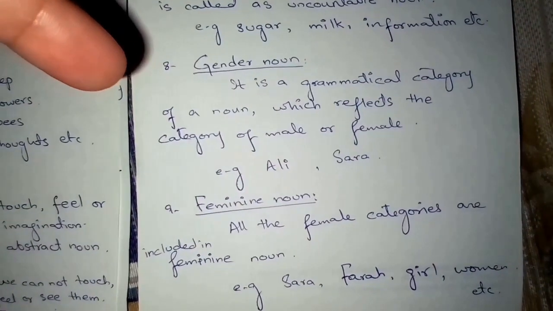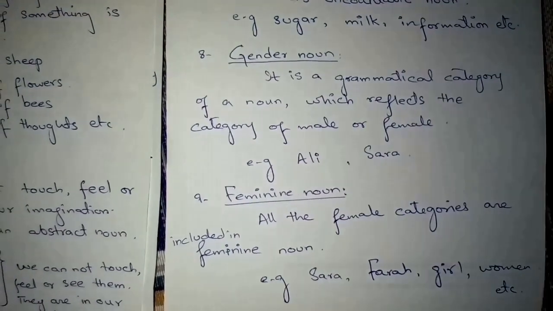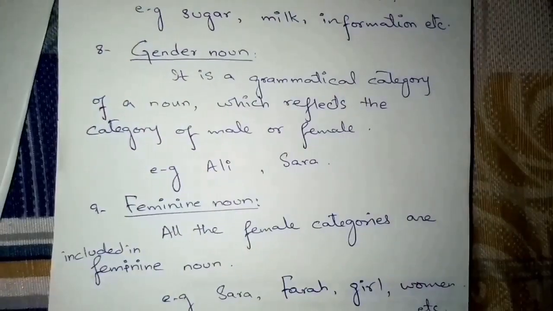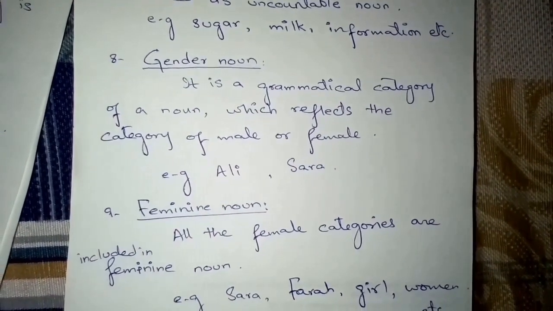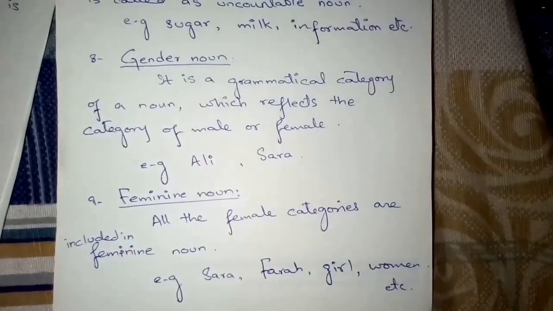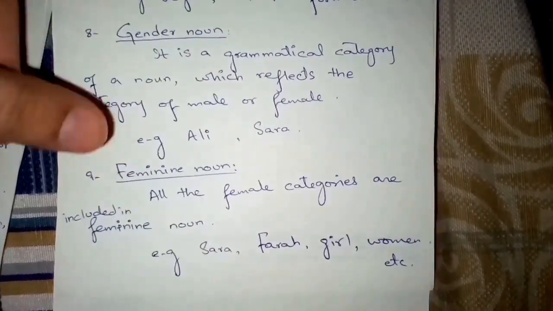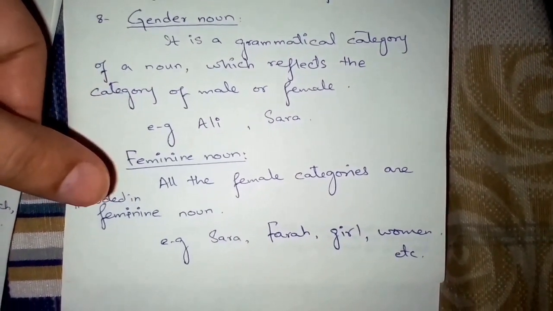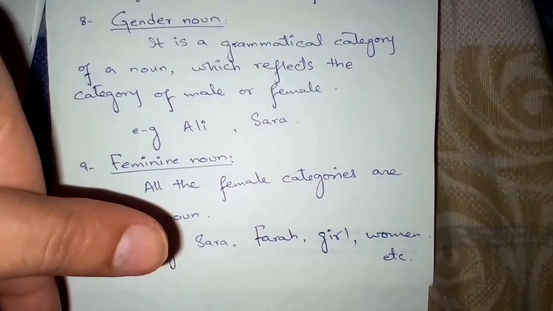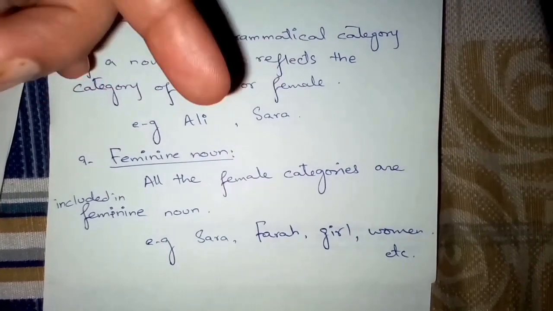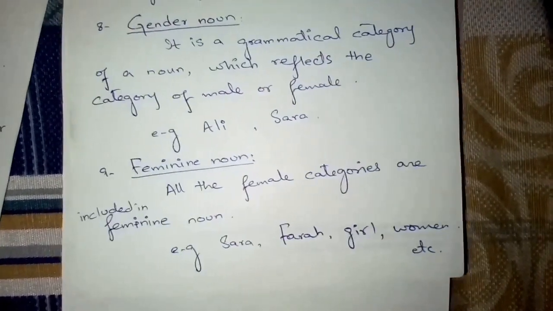Above, in gender noun, we saw that it includes both male and female, but in feminine noun it includes only female categories, right? Sarah, Farah, girl, women, they all are feminine nouns.